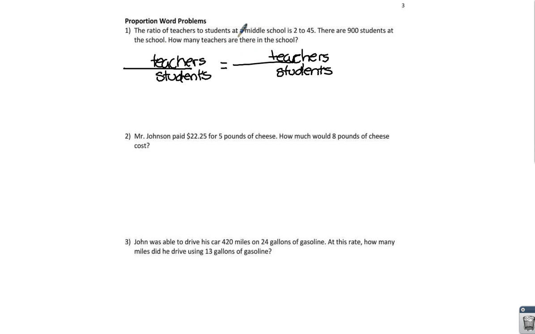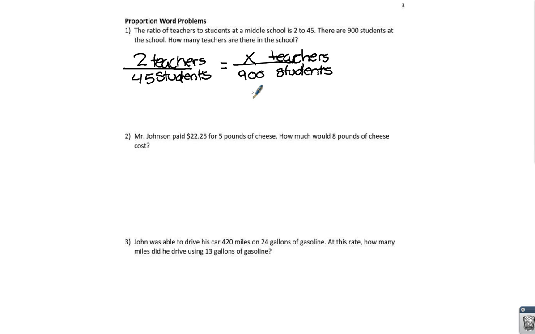So when we go through our problem, the middle school, it says the ratio of teachers to students. So this first number is going to be teachers and the second number is going to be students because that's the order it comes in. So it's 2 teachers for every 45 students. Now let's keep reading. There are 900 students at the school, so our other students will be 900. How many teachers are there? Well, we don't know how many teachers there are, so we're going to put an X.